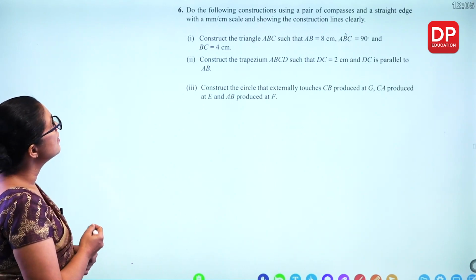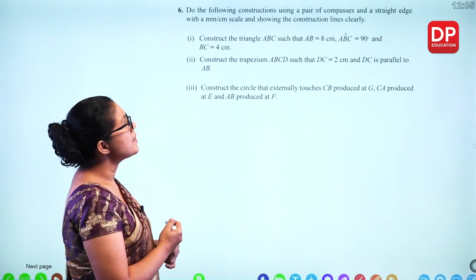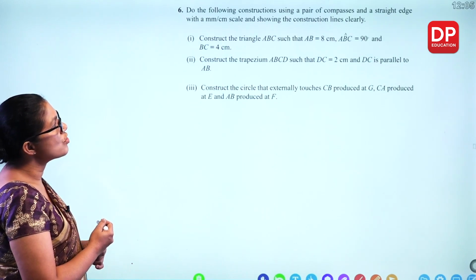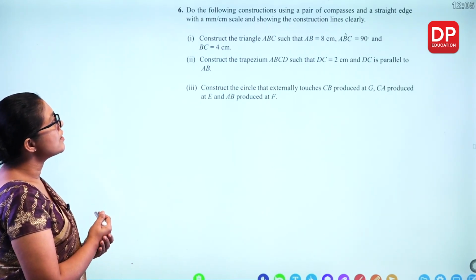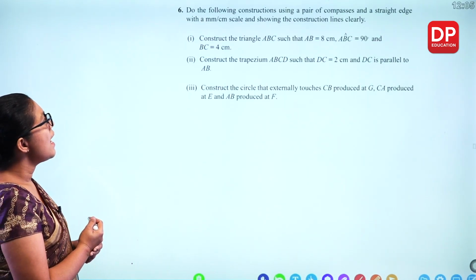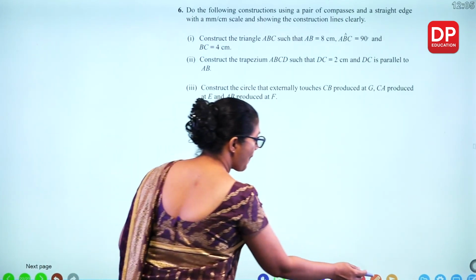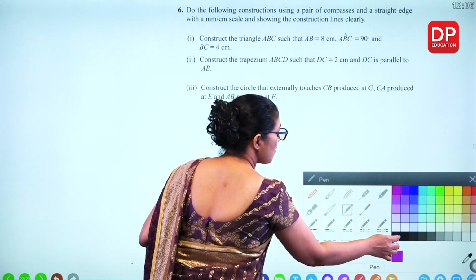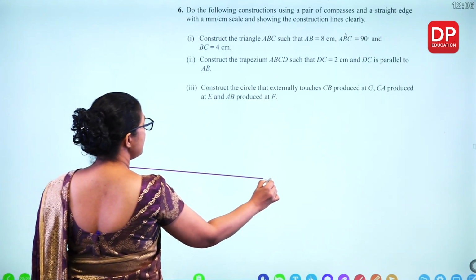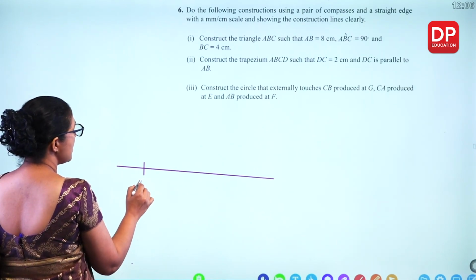Question number 6. That's the construction. Do the following constructions using a pair of compasses and a straight edge with millimeter centimeter scale, showing the construction lines clearly. Construct the triangle ABC such that AB is 8, angle B is 90 and BC is 4. So you have to create a right angle triangle. We'll take a straight line and then we have to mark a point B.